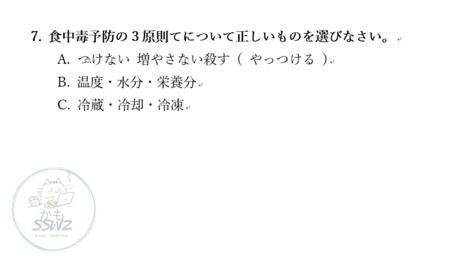So, what are the three principles for preventing food poisoning? The answer is: do not bring in bacteria, do not let bacteria grow, and kill the bacteria. B is about temperature, water, and nutrients. C is about storage and cooling.